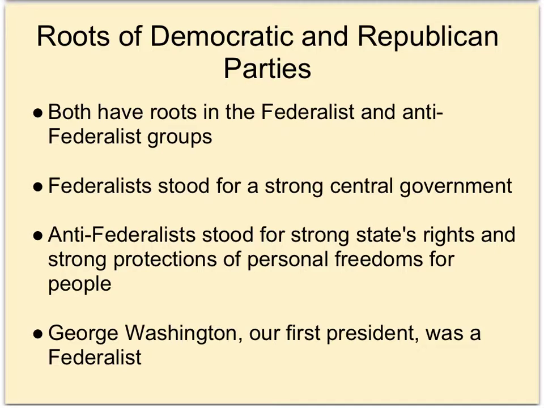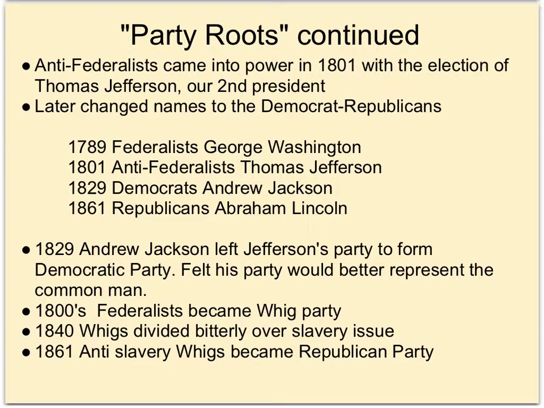Both have roots in the Federalist and Anti-Federalist groups. Federalists stood for a strong central government, and Anti-Federalists stood for strong states' rights and strong protections of personal freedoms for people. George Washington, our first president, was a Federalist. Anti-Federalists came into power in 1801 with the election of Thomas Jefferson, our third president. They later changed their names to Democrats and Republicans.